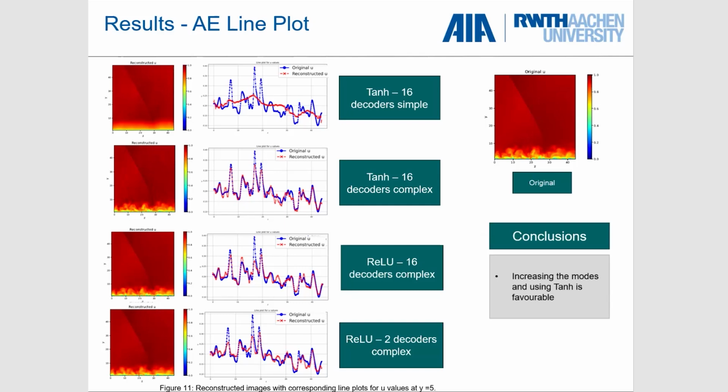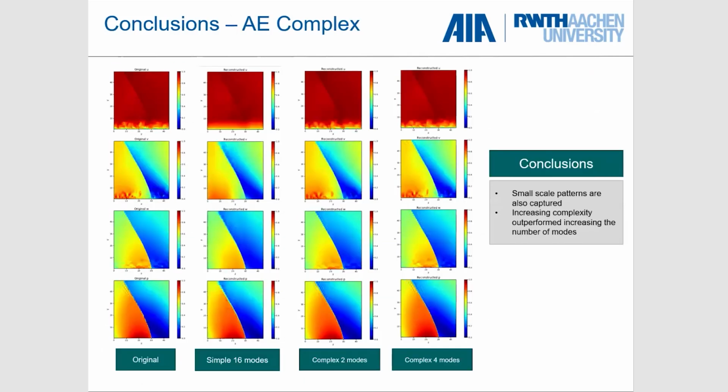And if we focus on the line plots in the bottom 2 images, we can see that the 16 decoder and the 2 decoder configurations are doing a similar job, but the 16 decoder is slightly outperforming the 2 decoder configuration. So to wrap it up with the complex configuration, here we have the original image, simple 16 modes, complex 2 modes, and complex 4 modes.